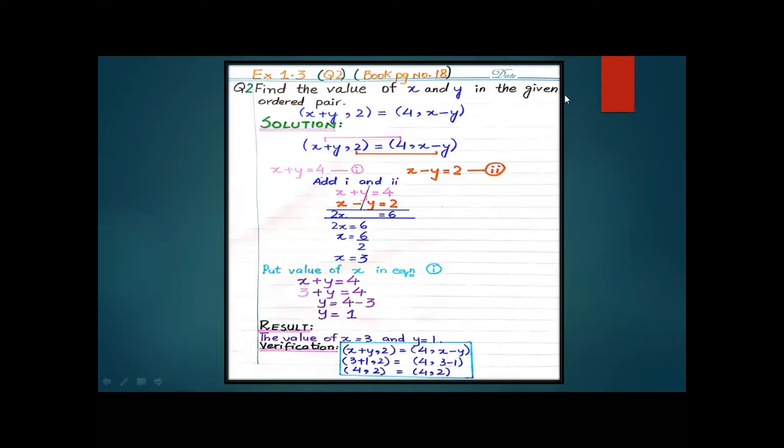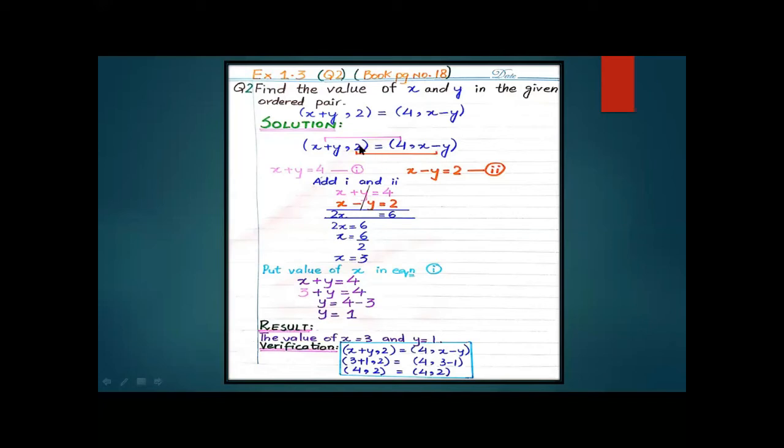As I have marked by the arrows, the x ordinate of the first ordered pair is equal to the x ordinate of the second ordered pair. These two ordered pairs are equal. So this pink arrow shows that the first element, x plus y, is equal to the first element of the second ordered pair, 4. Both first elements of the ordered pairs are equal, so we can write x plus y is equal to 4. This is equation number 1.